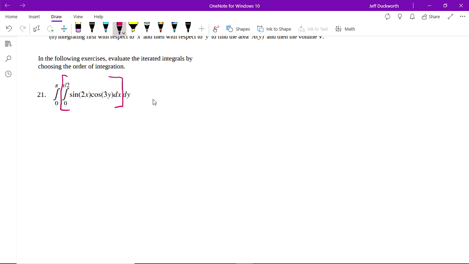However, sine of 2x, the integral of sine is negative cosine, but we don't have u specifically, so let's make a quick substitution. If we let u equal 2x, then du equals 2 dx, which means that du over 2 equals dx. So we have to have a 1/2 in there.